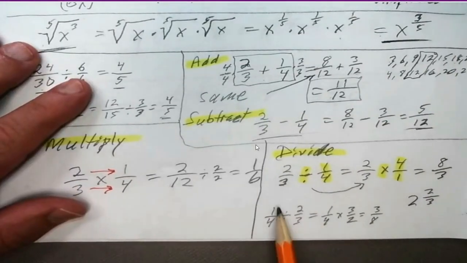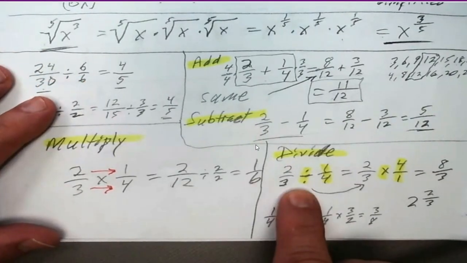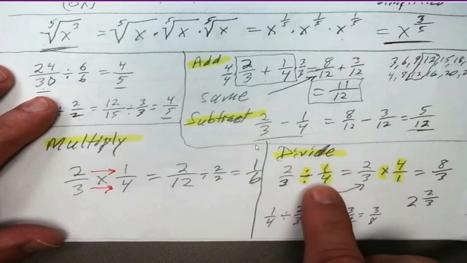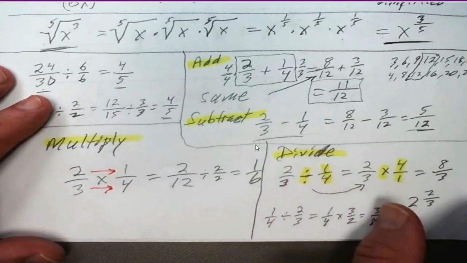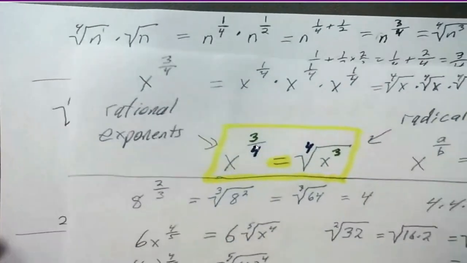So if we had it the other way around, 1/4 divided by 2/3, we reverse it, make it 3/2, and multiply, and it's 3/8. Again, we can't divide, but we can multiply. So we have to turn that upside down and multiply it instead. So that was the summary of what all we looked at last time. We packed a lot of stuff in.